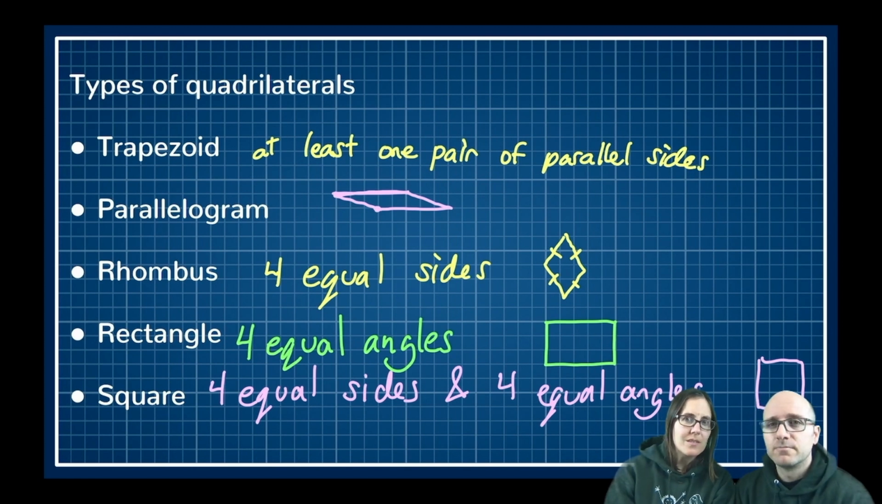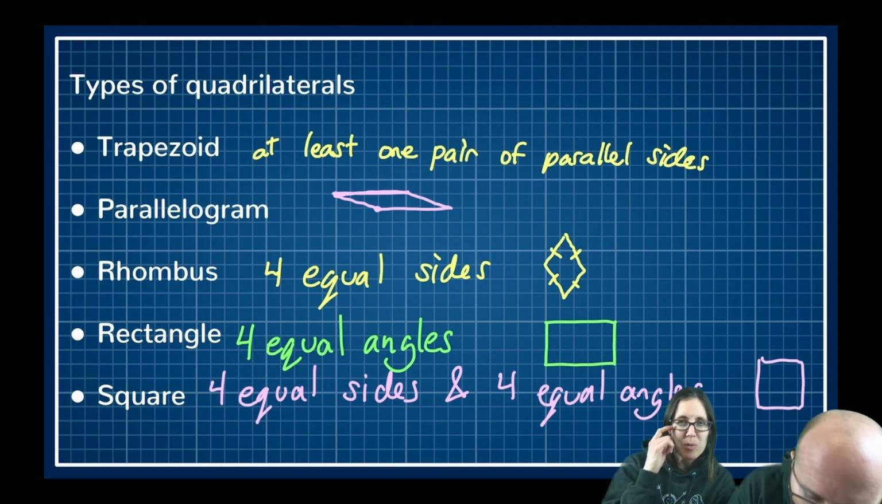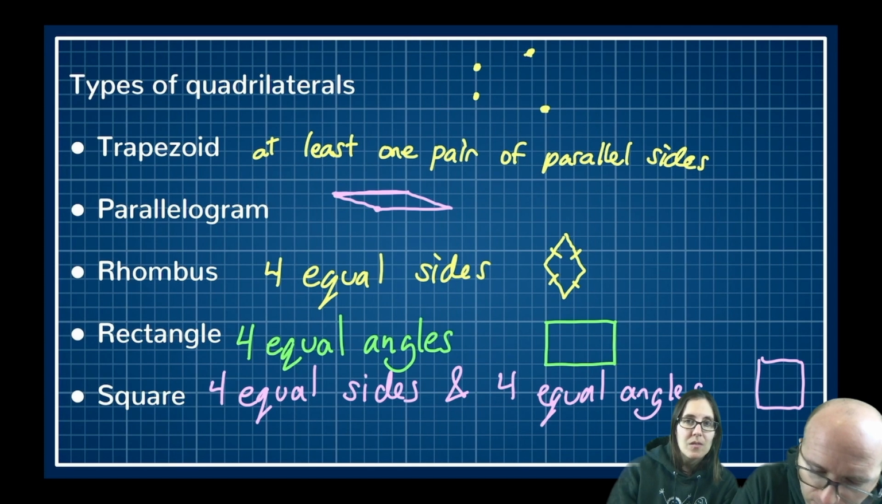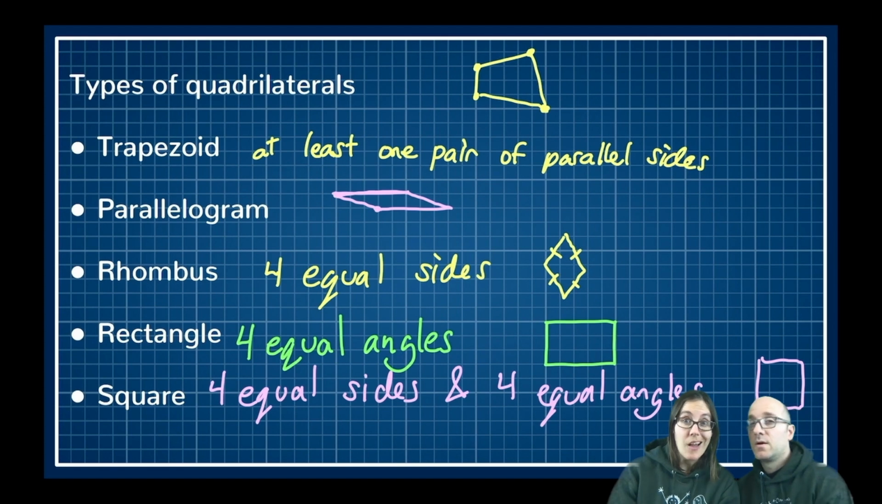Can you draw one that doesn't have any of those properties? I'm having a hard time picturing it. Yeah. So let's do something like this. So that would be a quadrilateral, but it's not a trapezoid because it doesn't have any parallel sides. And it's not any of the others because it doesn't have equal sides or equal angles.